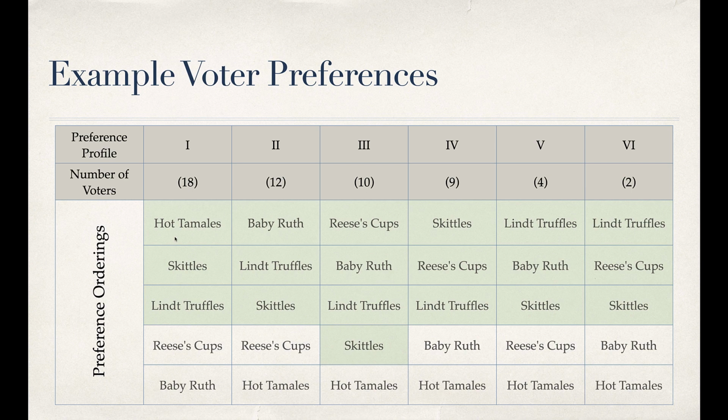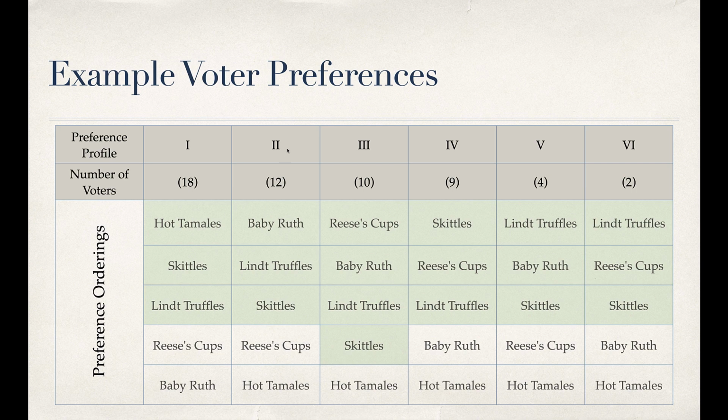So before we move on, let me give you the voter preferences that I'm going to use for the next set of videos. In all of those videos, the voters are going to have these preferences, all right? And how do we read this little table here? Well, this is preference profile number 1. This represents all voters in this group who strictly prefer hot tamales to Skittles. They strictly prefer Skittles to Lindt truffles. They strictly prefer Lindt truffles to Reese's Cups, and they strictly prefer Reese's Cups to Baby Ruth. And there are 18 voters who have that strict preference ordering.